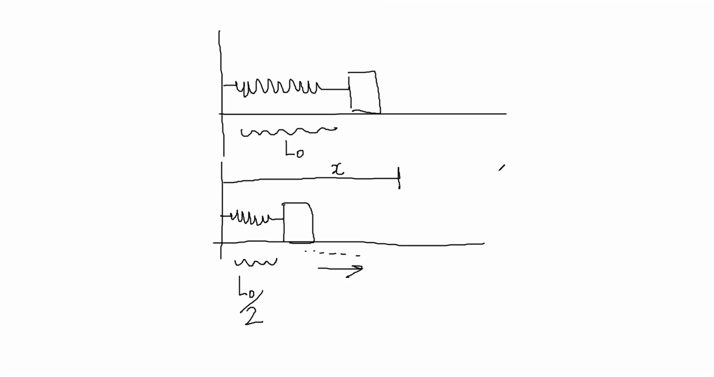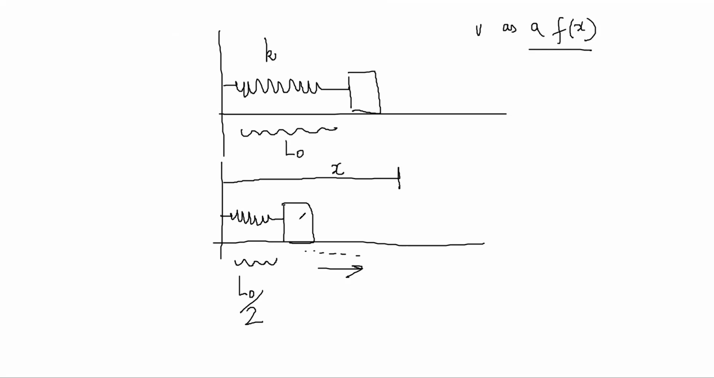And you have to find the velocity of the block as a function of its distance x from the wall. Velocity as a function of x, distance from the wall. Spring constant is k. Block can slide on a frictionless table. Fine.